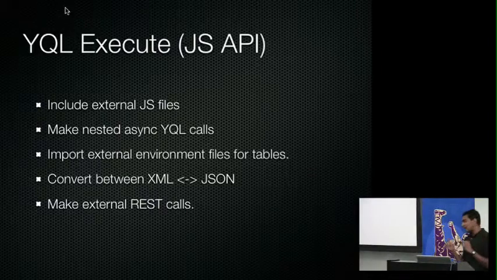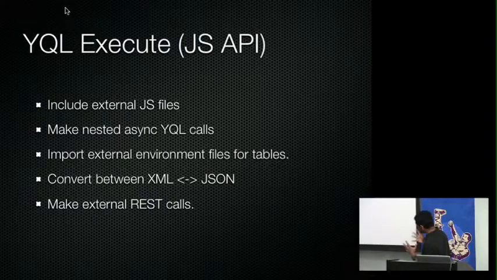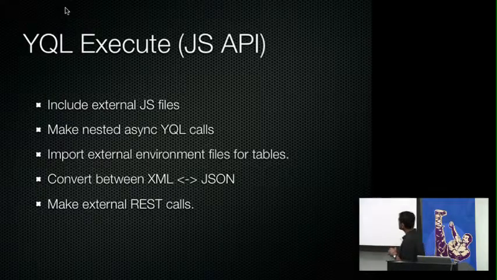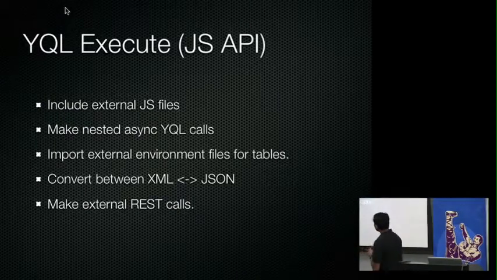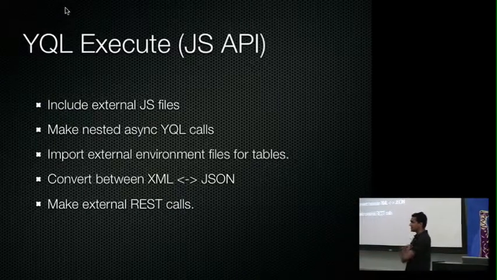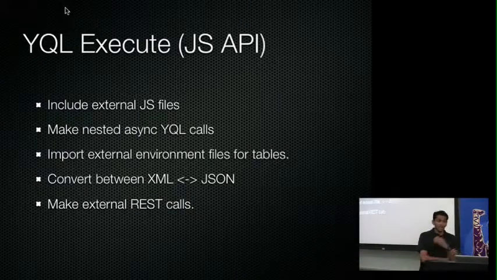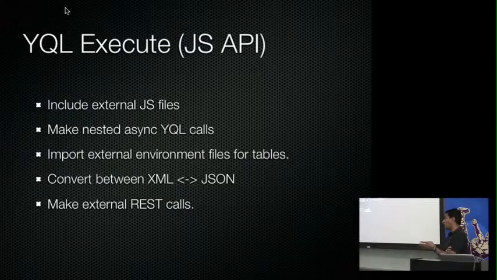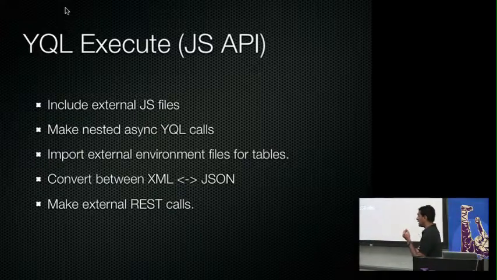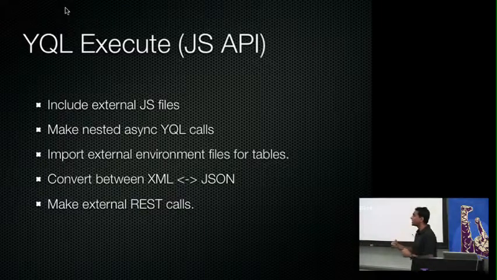Now we also have the Y object inside of YQL execute, which has the various utility methods. The utility methods include including external JS files. Now why did we add this? We literally wanted to reuse the JavaScript that's out there on the web. To let us do that, we wanted y.include so that you can just include JS, which is already out there, and call functions in your execute directly after that.